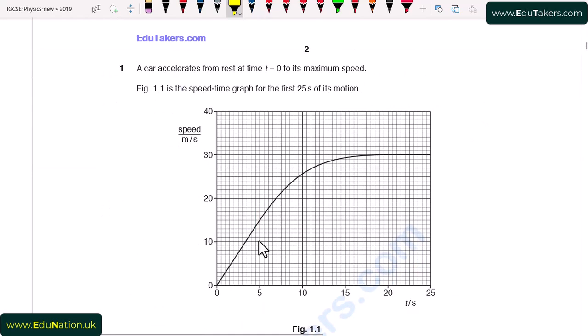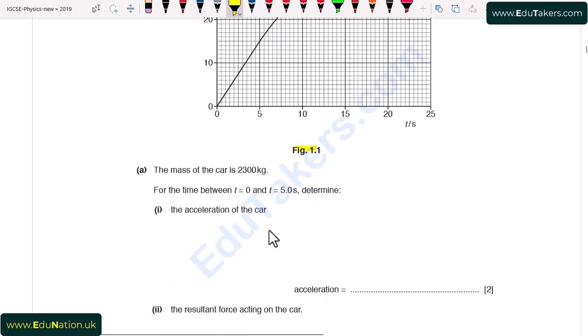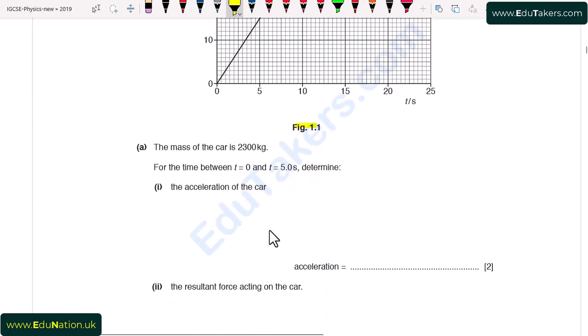Question number 1. A car accelerates from rest at t equal to 0 to its maximum speed. Figure 1.1 is the speed-time graph for the first 25 seconds of its motion. So here is figure 1.1 and we can see that it's a speed-time graph. The time is taken in seconds while the speed is measured in meters per second, and the speed is taken along the y-axis while the time is taken along the x-axis. The mass of the car is 2300 kg.